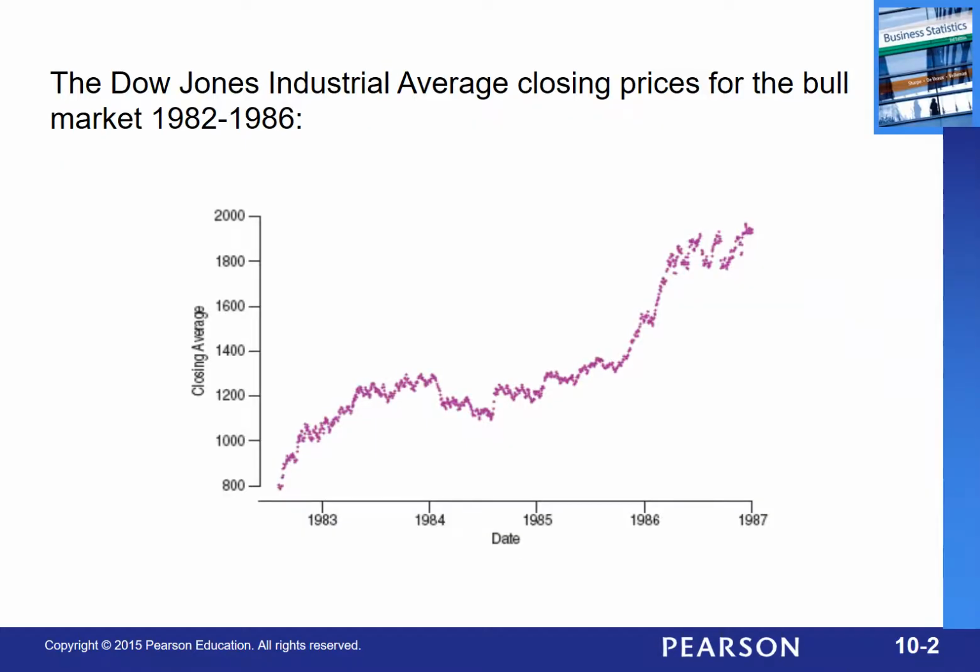So below I have some data from the Dow Jones Industrial Average over a period of time that I'm going to be looking at. From 1982 to 1986, the Dow Jones Industrial Average was treated as a bull market. If you don't know what a bull market is, it means it was overall increasing, and we were seeing more increases than ever, at least in the opinion of the market.